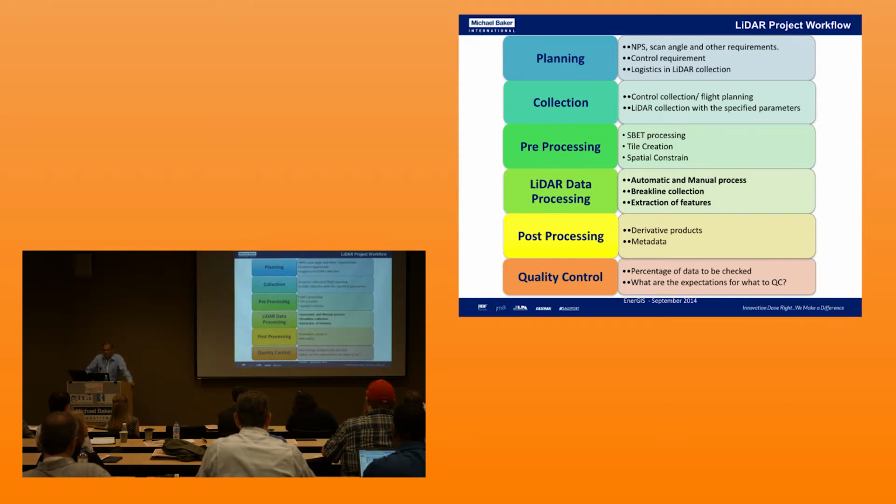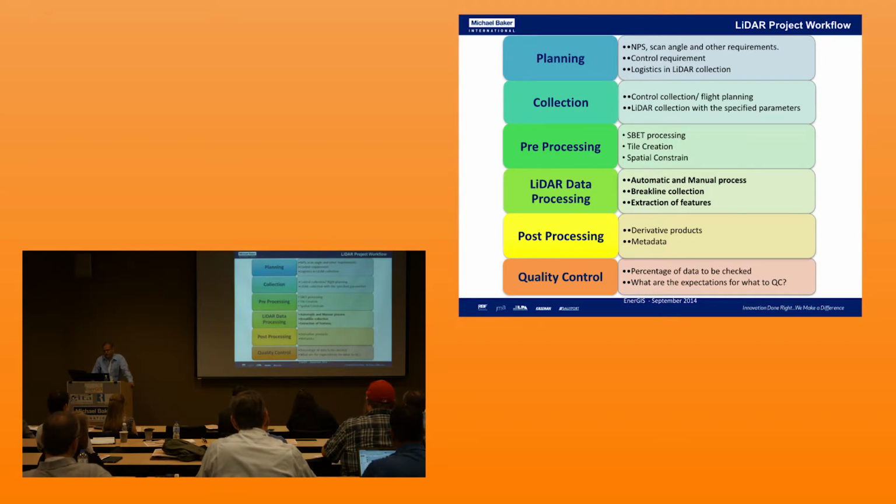You collect the data with respect to the specified parameters. And then the third stage is, of course, the pre-processing, and that's where, as I said in the earlier slide, you combine the range, the GPS, as well as IMU to create the point cloud. And the fourth stage is where the critical thing, that's the LiDAR data processing.